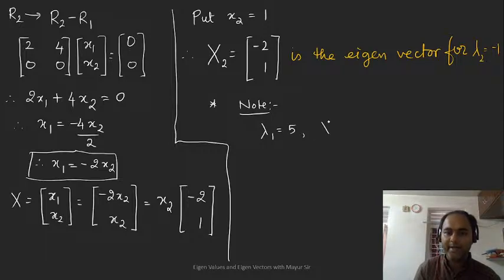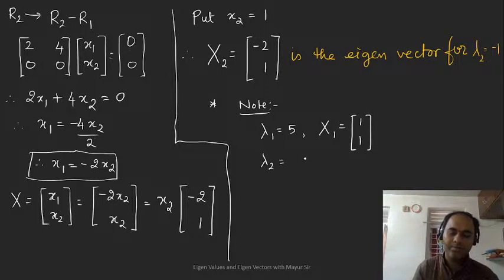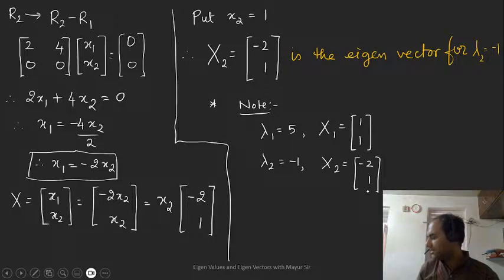So for that, we had got eigenvector 1 1. For lambda 2 we got -1, and we got eigenvector x2 as -2 1. Alright, so now here these are the two eigenvectors.